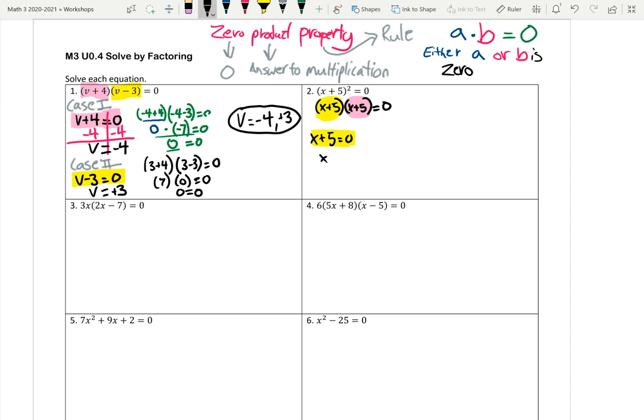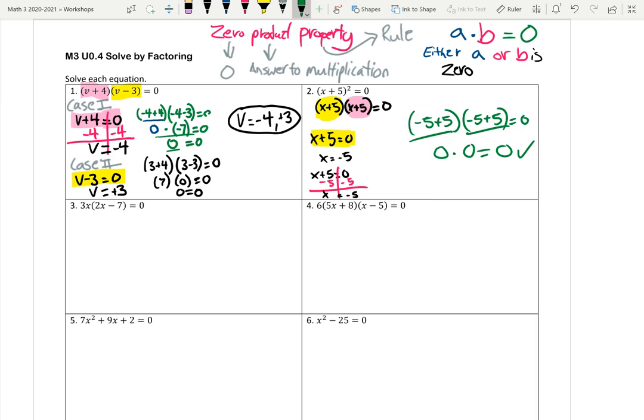I can see that x is -5, and likewise x plus 5 is equal to 0. I can use inverses if I need to, and I get x is negative 5. Okay, let's go ahead and plug it in. What happens when I plug it in? Negative 5 plus 5 times negative 5 plus 5. And most of you can predict before you're even writing that 0 times 0 is indeed 0. This is true. If I have 0 groups of nothing, I have nothing. All right.